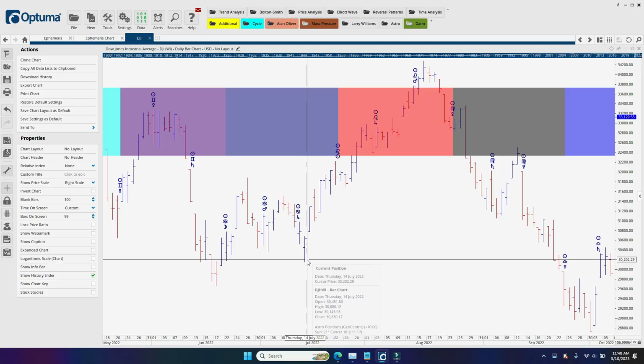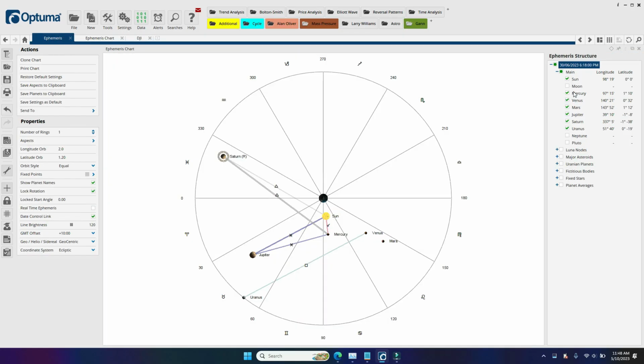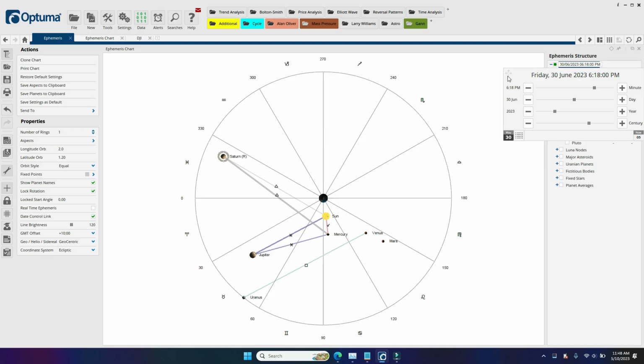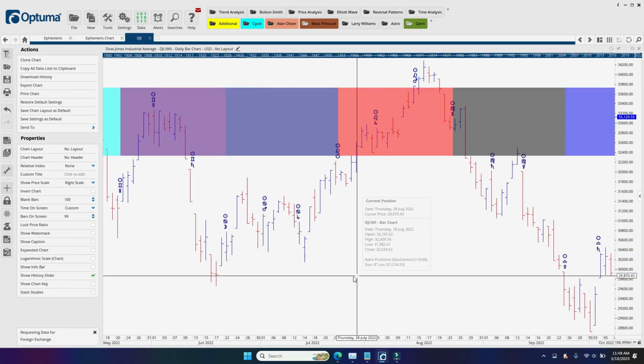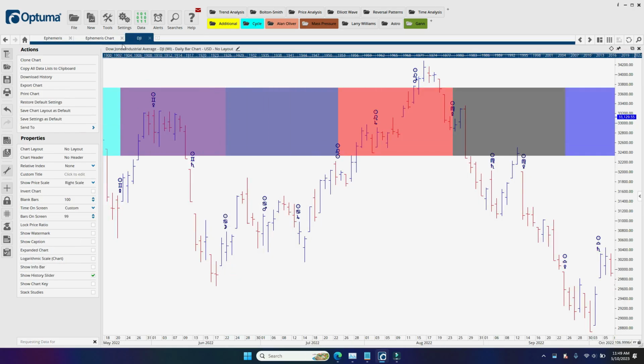If we can see what happened around maybe the 14th of July, we might be able to see if there's any clustering that was occurring. So let's move forward to the 14th of July. Nothing was occurring around the 14th of July. All we had was Sun sextile Uranus, however you want to say it. And we also have the 17th of June.